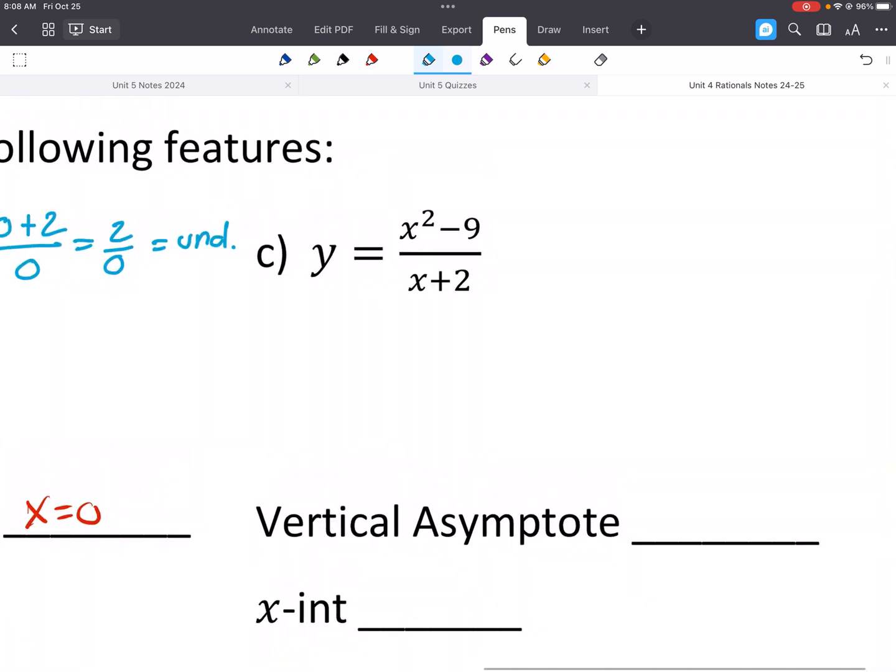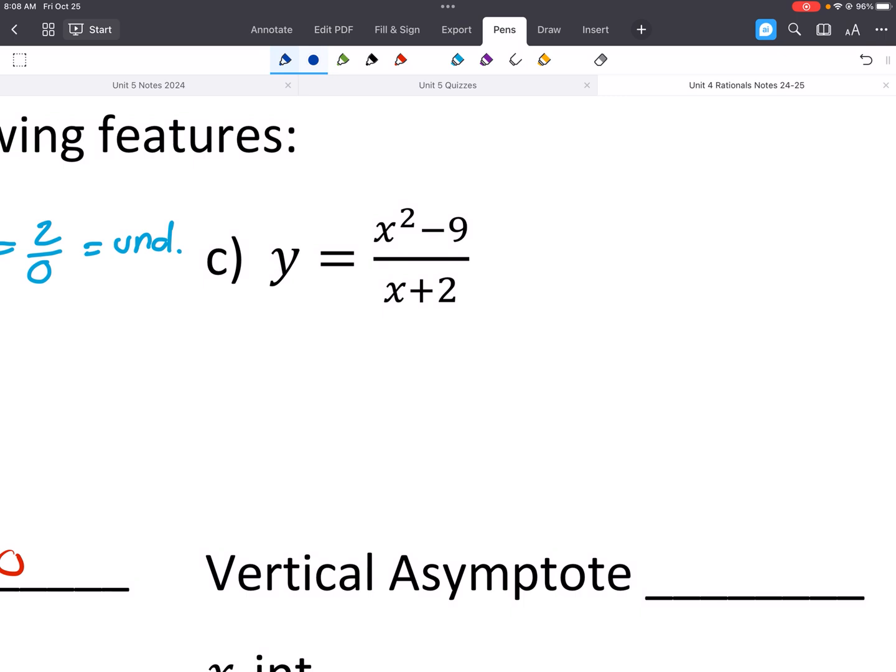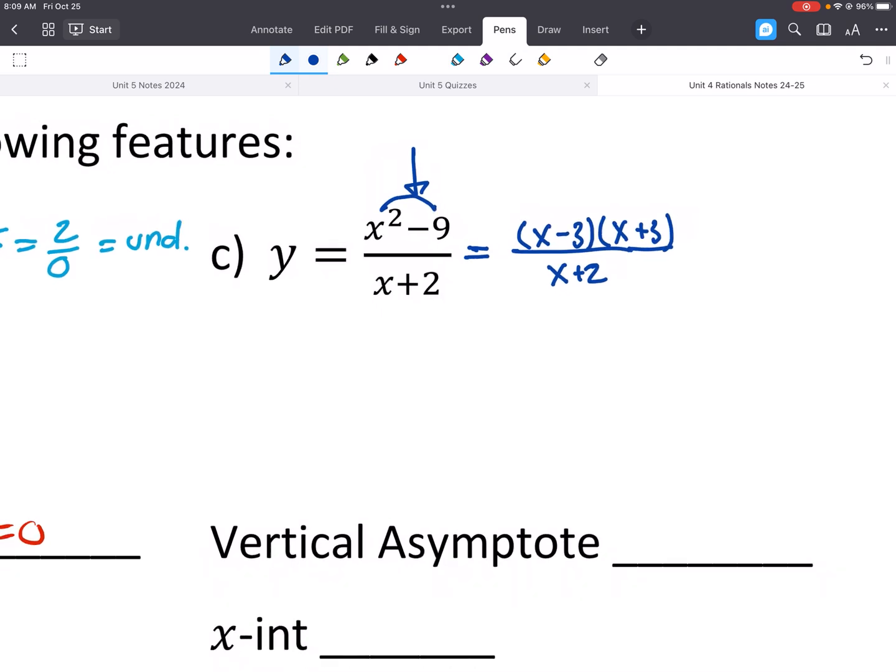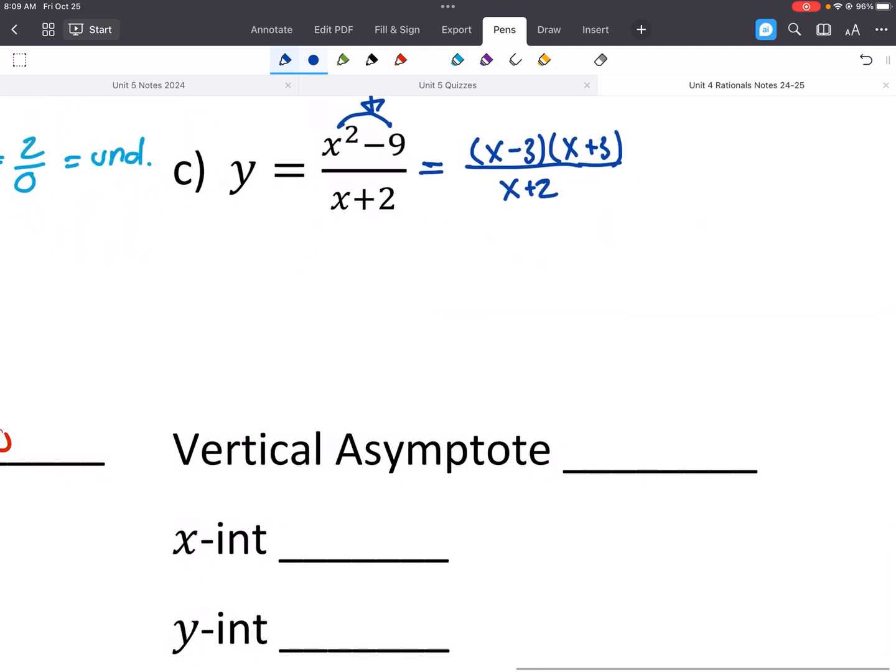All right, last one. We won't be focusing a lot on the factoring part until next time, but just to get you a head start, if you have something that's not factored, we would want to factor it. So this is the difference of squares, so we would just have x minus 3 and x plus 3, or you could think of it as what multiplies to negative 9 and adds to 0, and you'd get the same thing, right? So you need to make sure you factor before you start to find the x-intercepts or the vertical asymptotes. So vertical asymptote, what makes the bottom 0? Well, x would have to be negative 2.